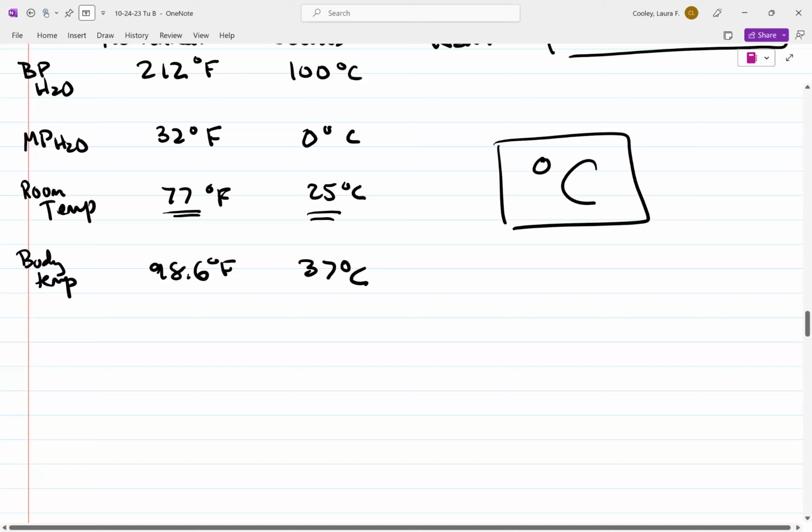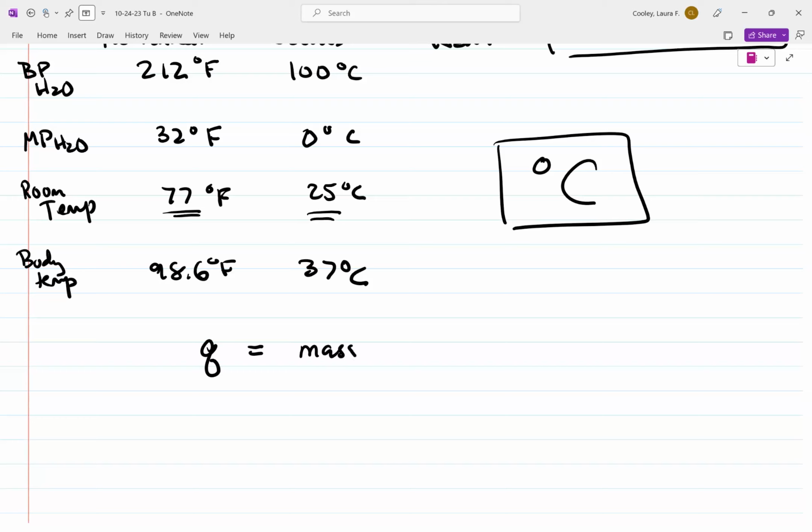Okay, so getting back to the fact that we have Q is equal to the mass times the specific heat, or specific heat capacity, times the change in temperature. And then we could use that Q is delta H because the temperature is constant.